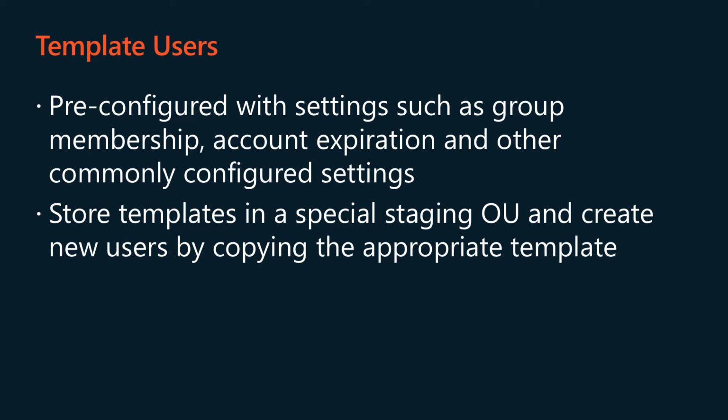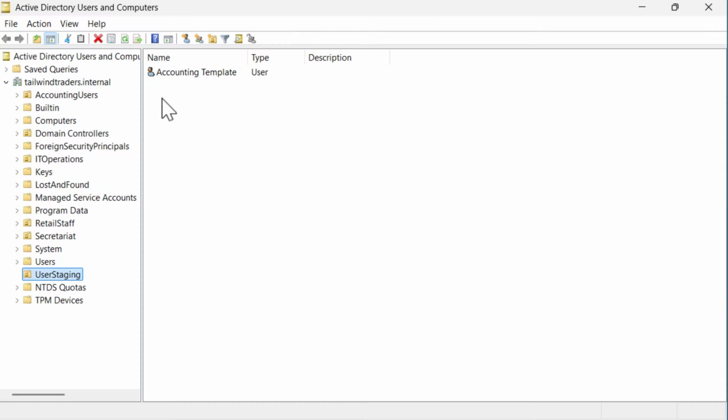You should store template users in a special OU, such as one called User Staging, and give them names related to their template. For example, you might have a user named Accounting Template Users that is pre-configured with all the group memberships and settings of a standard accounting user. Once you create the user, place it in the appropriate production user OU. Creating a template user involves performing the same steps as creating a normal user.